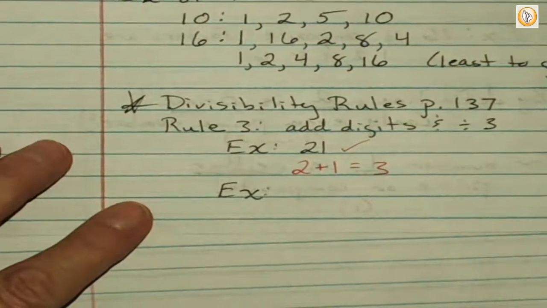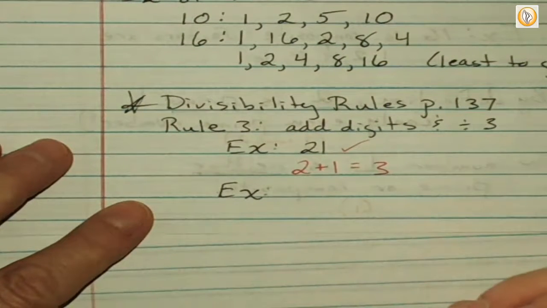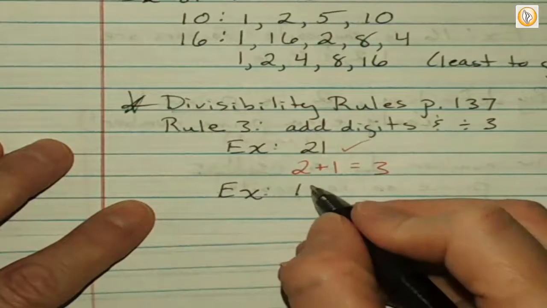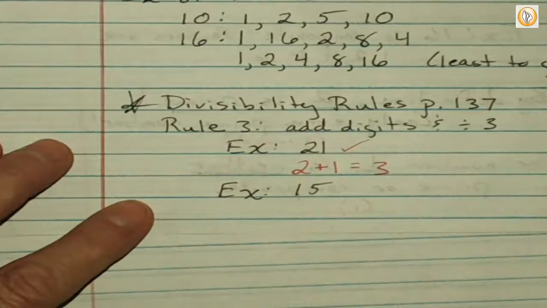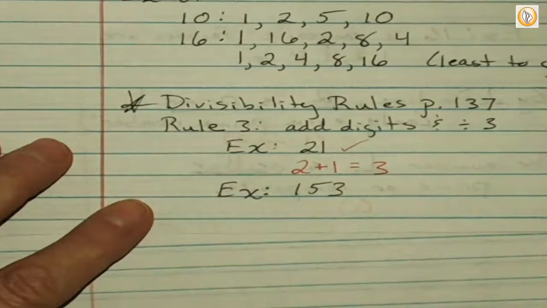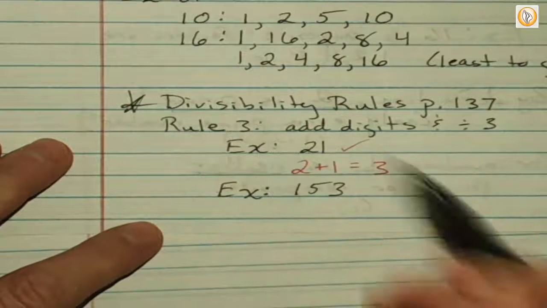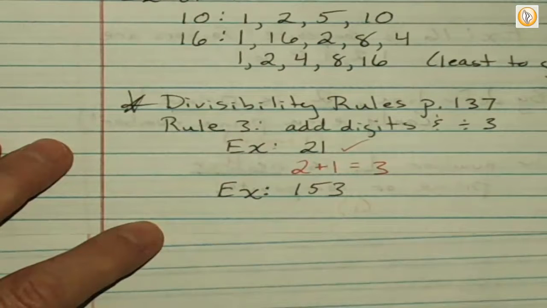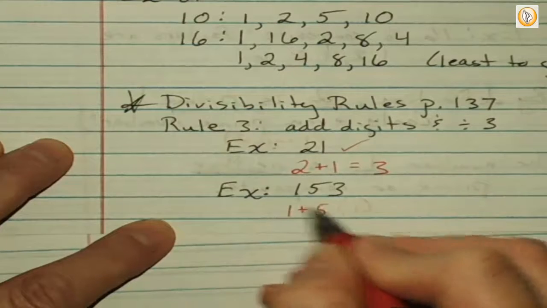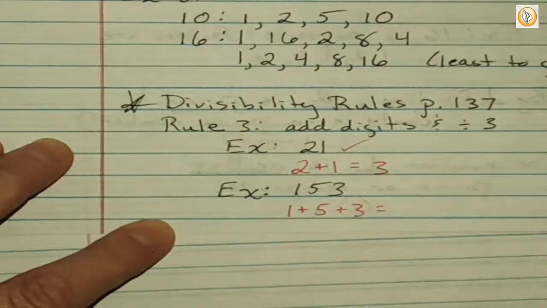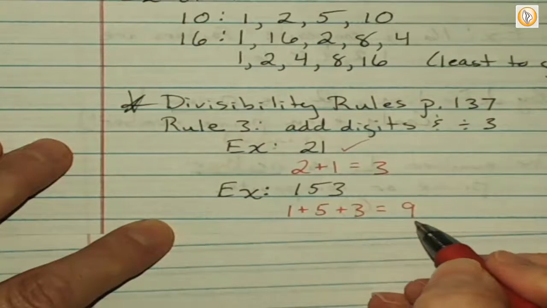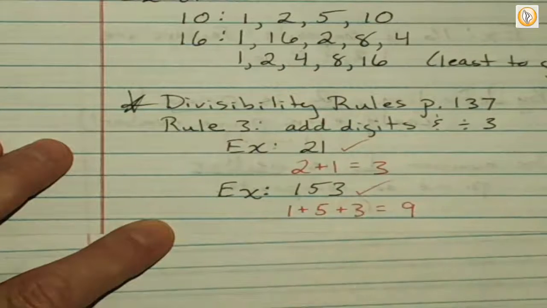Let's say I have the number 153. And I want to know, is 153 divisible by 3? Can't you just divide? Yeah, you can. But watch this. Add the digits. 1 plus 5 plus 3. What do you get? It's 9. Is 9 divisible by 3? Mm-hmm. Then this is divisible by 3.